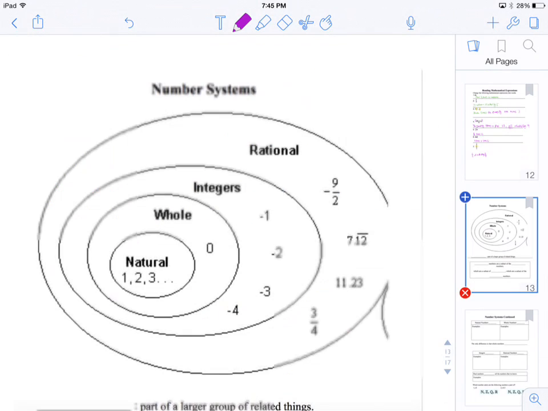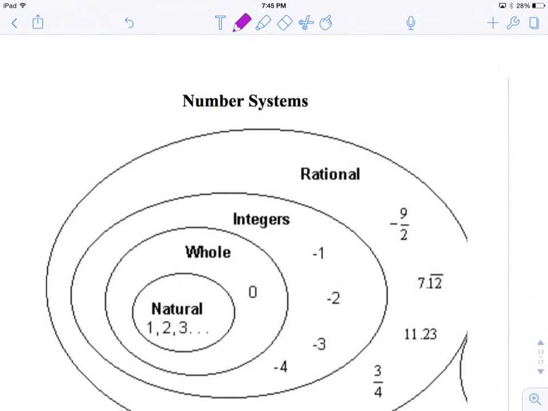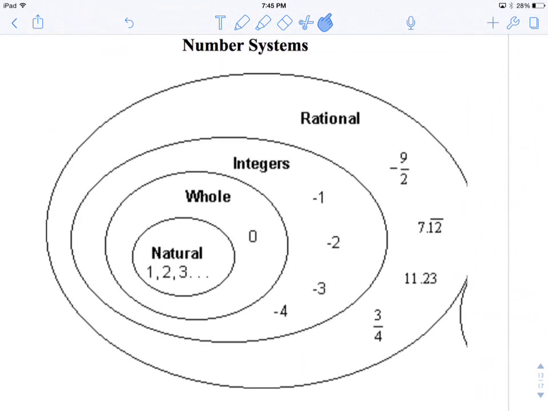So go ahead and turn to page, I believe it's 15 in your book. I see you can see it's 13 on mine. And we're going to look at this very, very cool picture. This is a really awesome picture that kind of tells you how these number systems work.